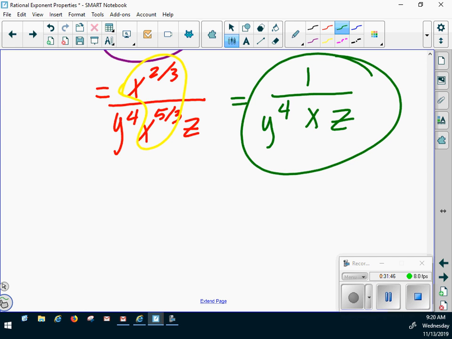You have 35 minutes. You have a front and a back. I'm going to put the answer key out, and I'm going to post the answer key to Classroom.